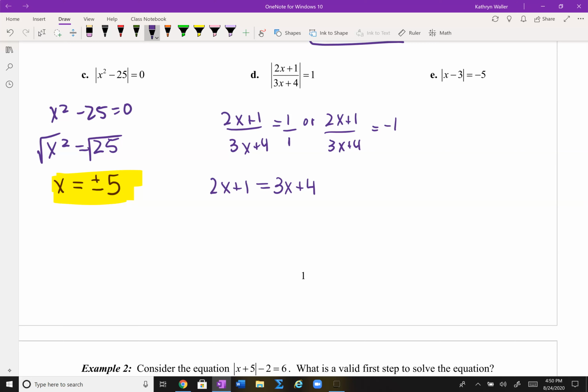So take this 3x, pull it over to the left, it becomes a negative. So a negative 3x and a positive 2x is a negative 1x. I'm also going to take the 1 and pull it over to the other side, and it becomes a negative. So positive 4 and a negative 1 is a positive 3. And then you change both the signs and you get x equals negative 3.